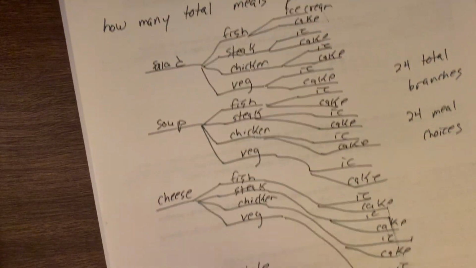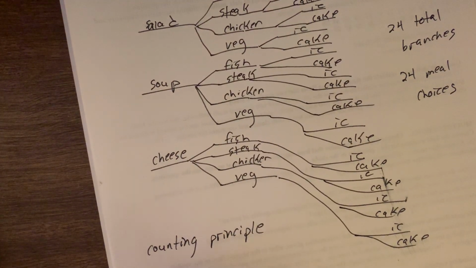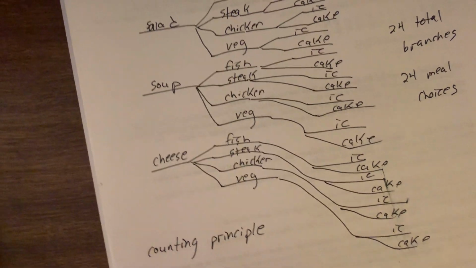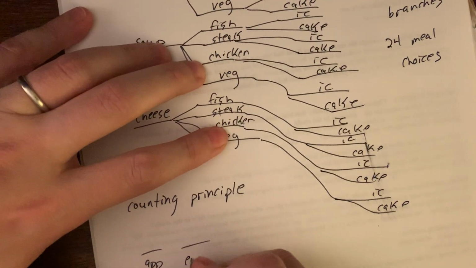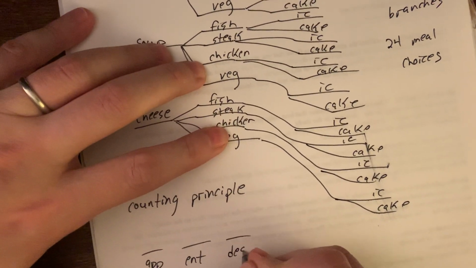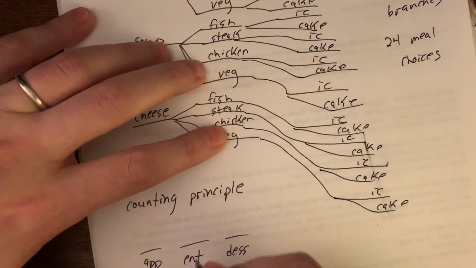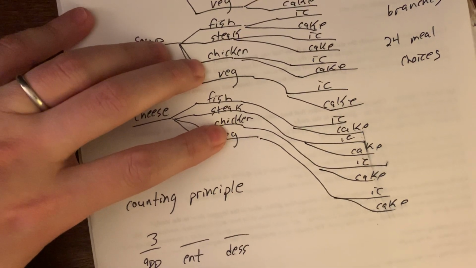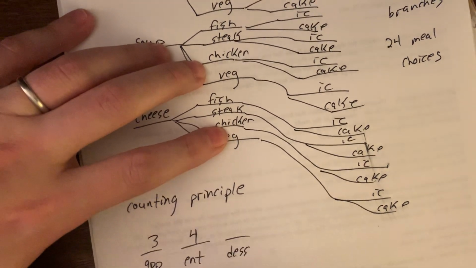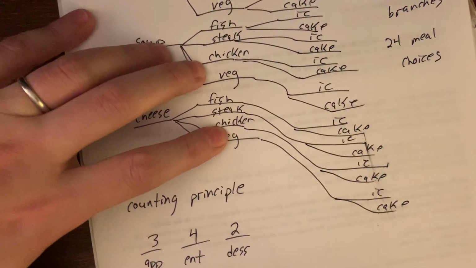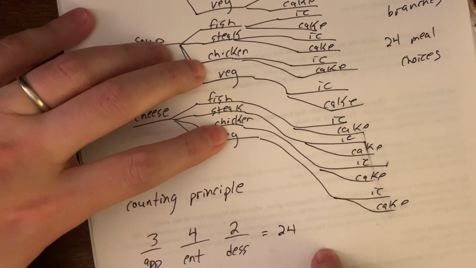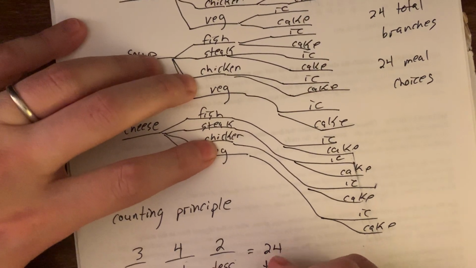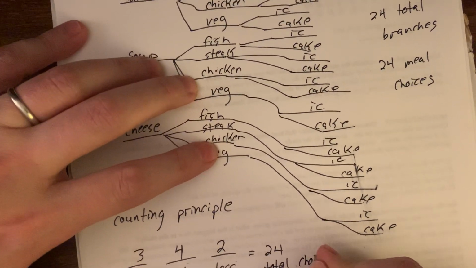So in this situation, we had 3 choices. We made our choice for appetizer, we had our choice for entree, and we had our choice for dessert. And we had 3 choices for appetizer, 4 choices for entree, 2 choices for dessert, and when we multiply, 3 times 4 times 2 gives us 24 total choices.